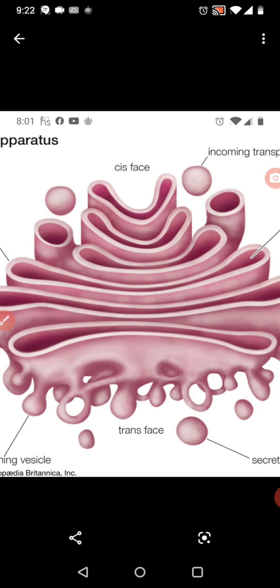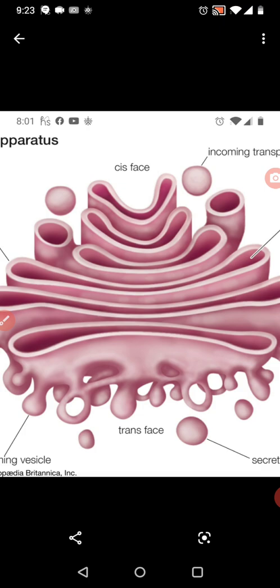Now, when the endoplasmic reticulum, where ribosomes are present, synthesizes the protein, it releases this protein molecule, which is covered under vacuoles, and these vacuoles pass through this Golgi apparatus and then move to the trans phase. From the trans phase, whichever part of the cell needs this protein, it goes there.